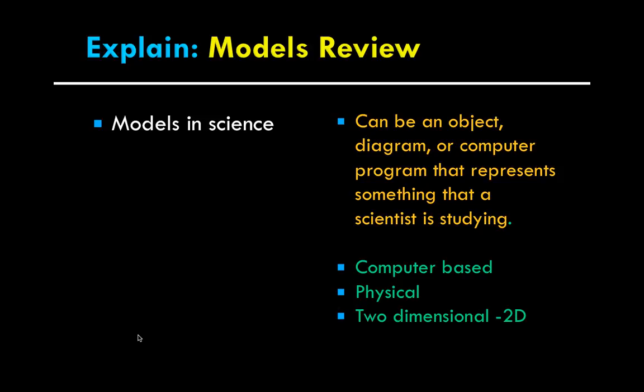So just to review from yesterday, models in science can be an object, a diagram, a computer program that represents something that a scientist is studying. Yesterday, we saw that there were three main types of models most often used by scientists: computer-based models, physical models like 3D models, and two-dimensional models or diagrams or drawings.